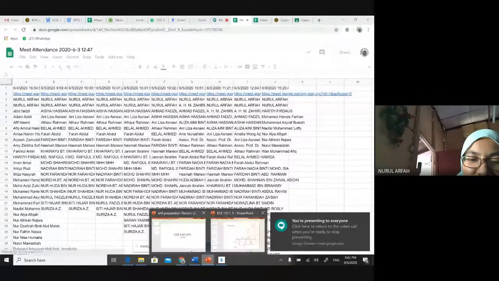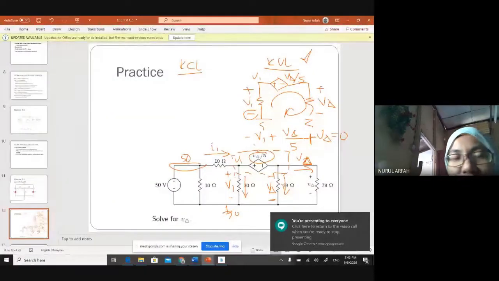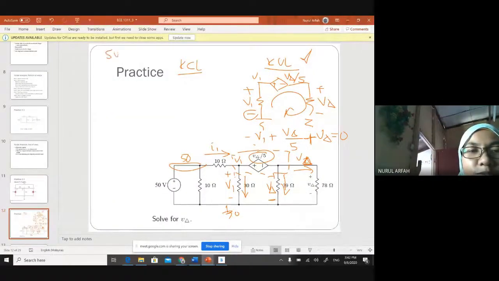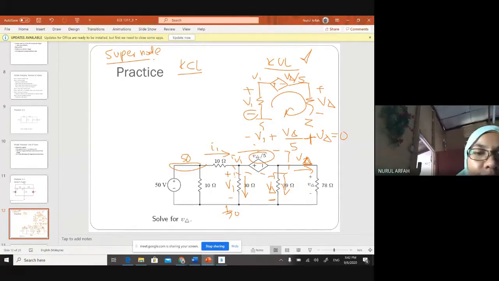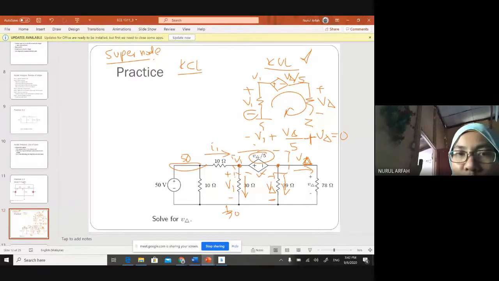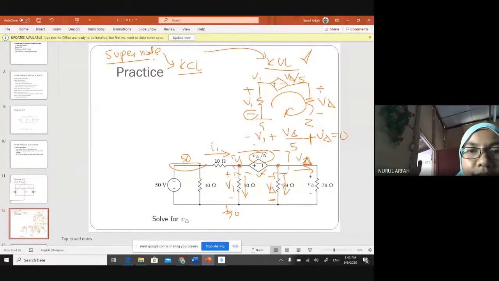Right. We go back to our example. This is about the supernode, how to figure it out when you have a supernode. A supernode is when you have a voltage source in between two unknowns, like in our case V1 and V delta. So when you have a supernode, you need to have two equations, KCL and KVL.